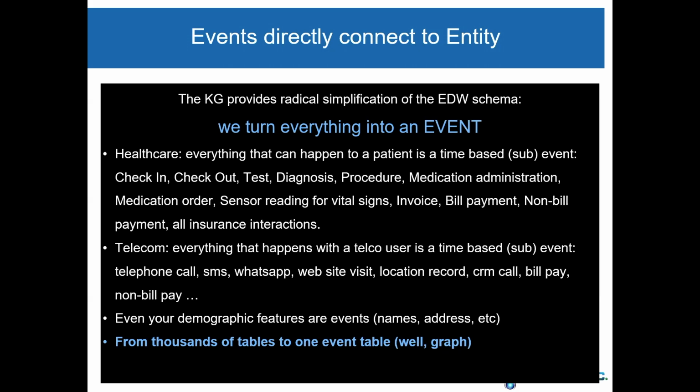We said, okay, we choose one core entity. In healthcare, it's the patient. In telecom, it's the user. And then everything that can ever happen to the patient becomes an event, where an event is a very simple data structure. It's just an object with a start time and an end time and a type. The type could be a vital sign or a diagnostic or the outcome of a test. So that is the type. And then you have a few other key value pairs that describe it. But the core shape of every event is entirely the same.